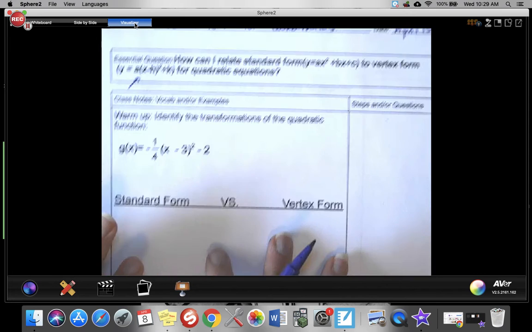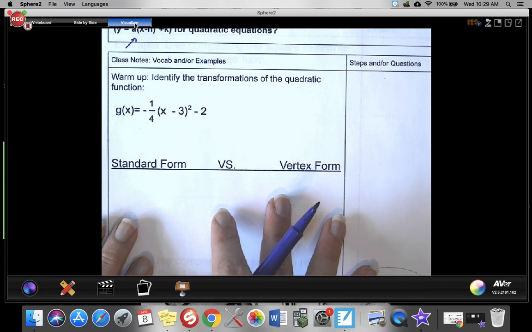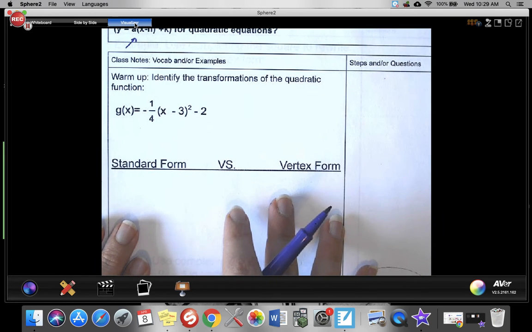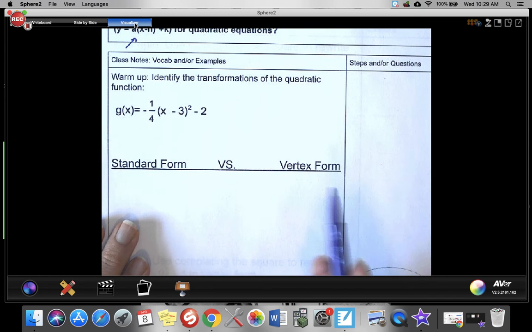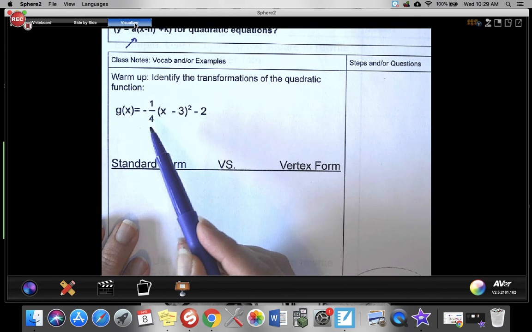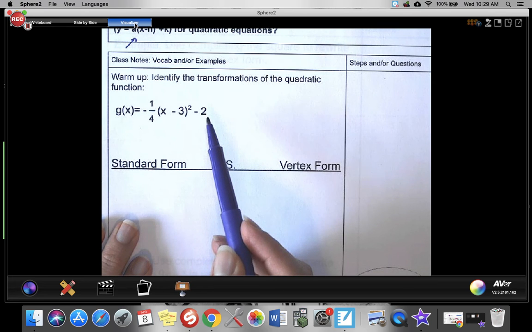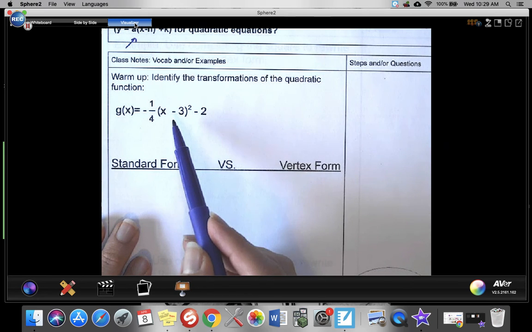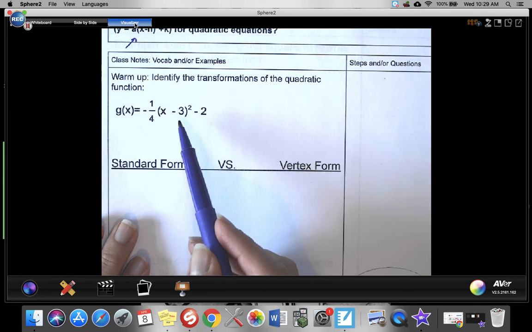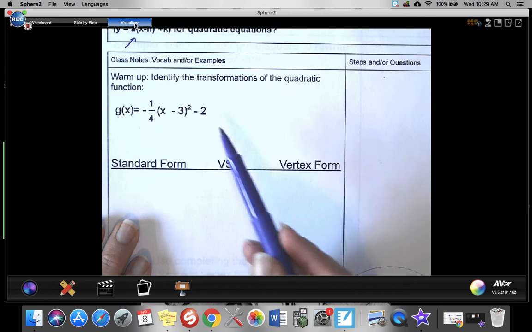What I would like you to do first, just as a warm-up and some review, is press pause when I'm done and identify all of the different transformations that you could identify for this equation. So press pause, write those out, and then we'll talk about why we're discussing that now.